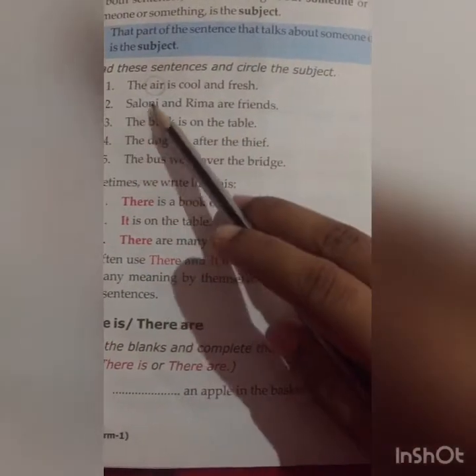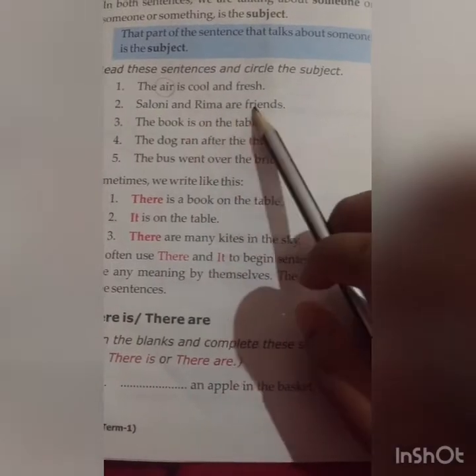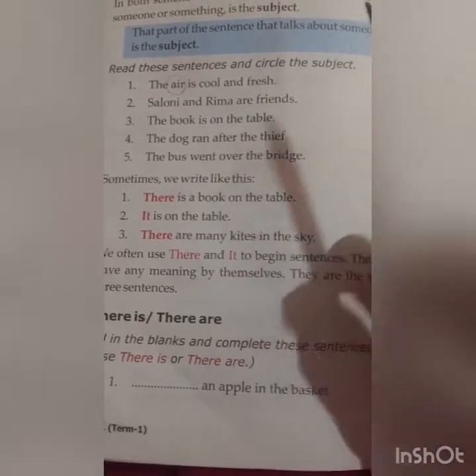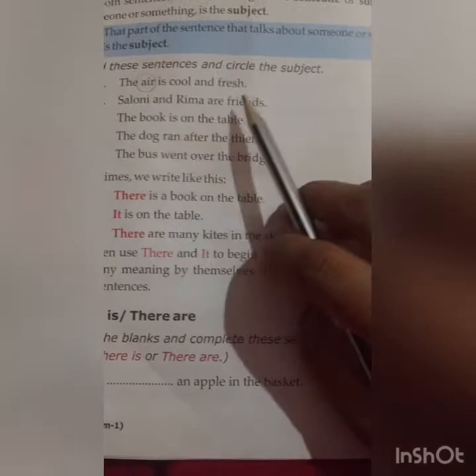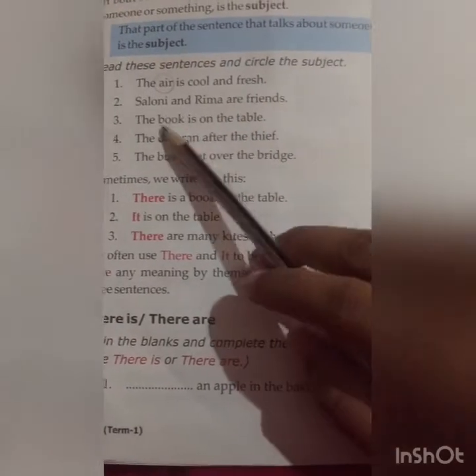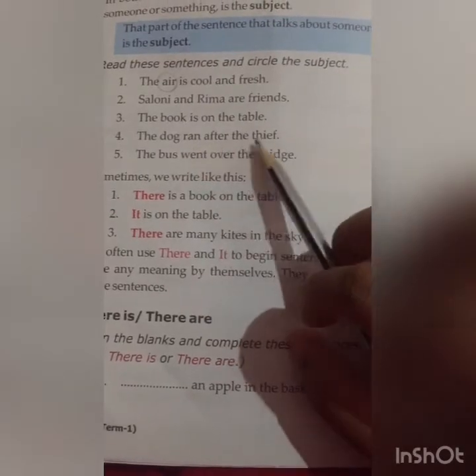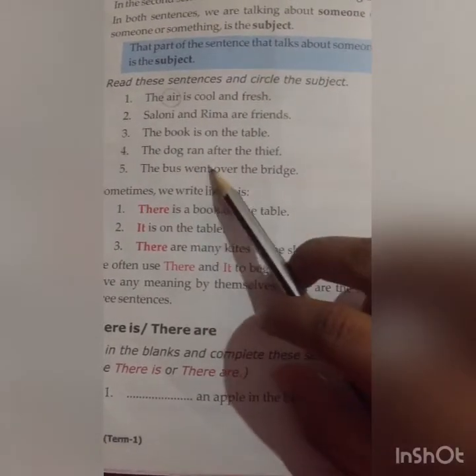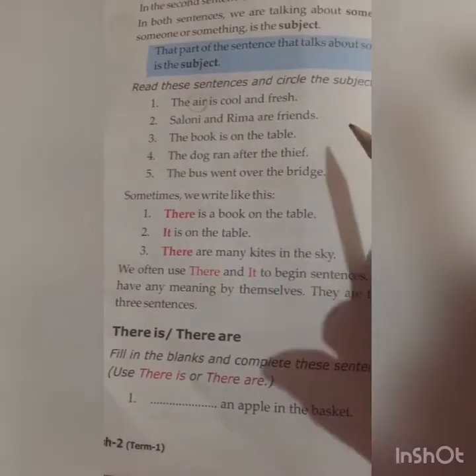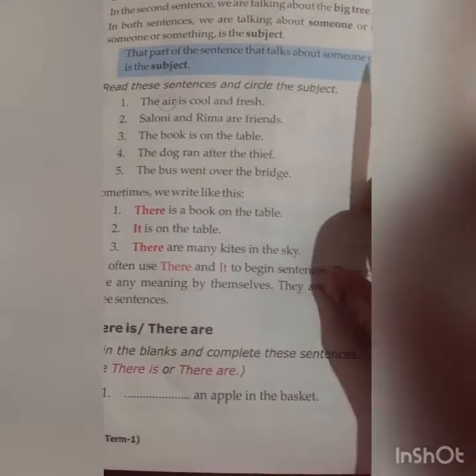Now, second, Saloni and Rima are friends. You have to circle which are the subjects here. Next one, the book is on the table. The dog ran after the thief. The bus went over the bridge. In all these sentences, you have to circle the subject.